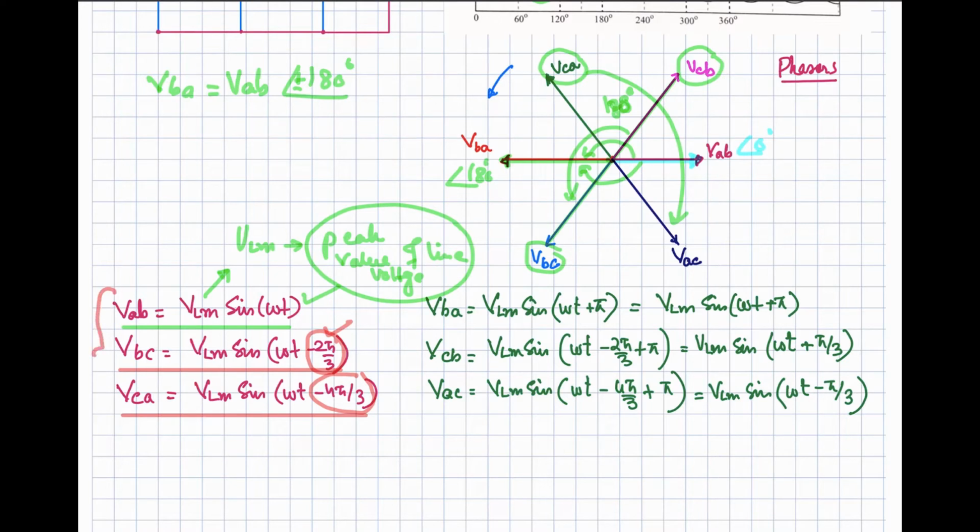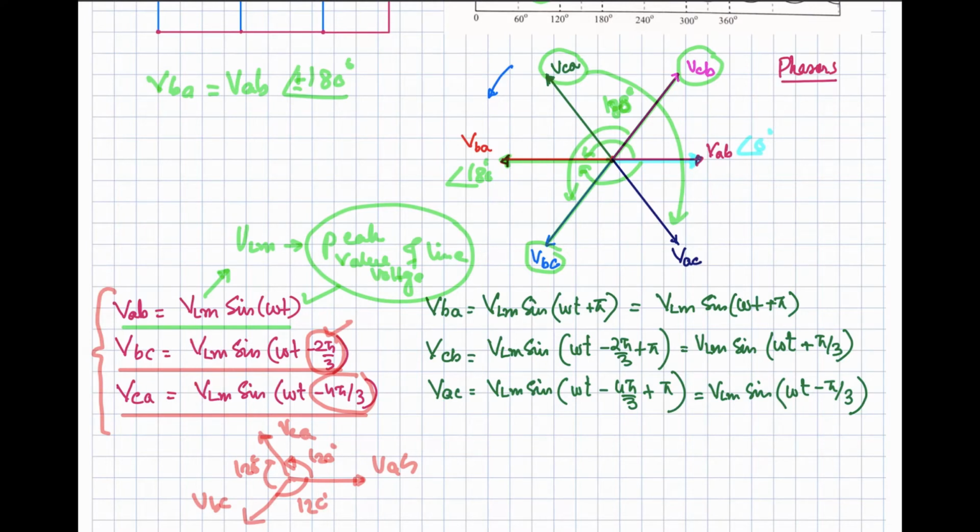So these are the line voltage waveforms, VAB, and then VBC at an angle of 120 degrees from here, and then VCA, that is over here, further at an angle of 120 degrees. So these are the phasors for the line voltage waveforms.